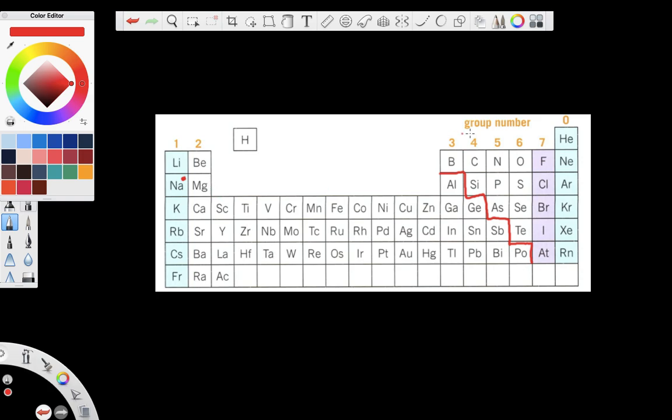Let's try another. So this time we're going to do boron. See if you can predict the properties of boron. Pause the video first, then have a go.